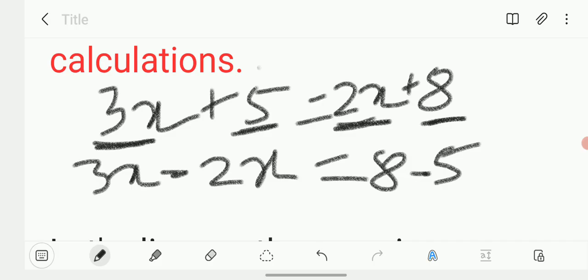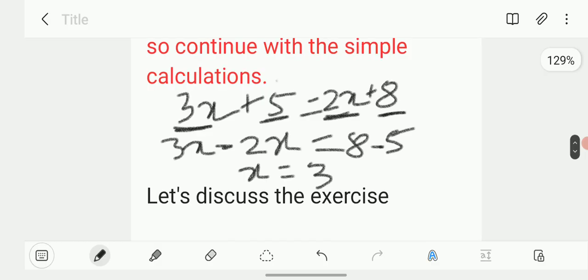3x minus 2x is x, 8 minus 5 is 3. Okay, this is how you need to solve the questions. This is it for today's class.